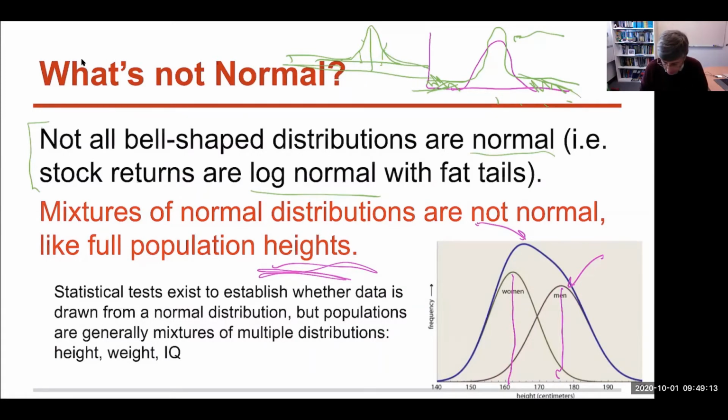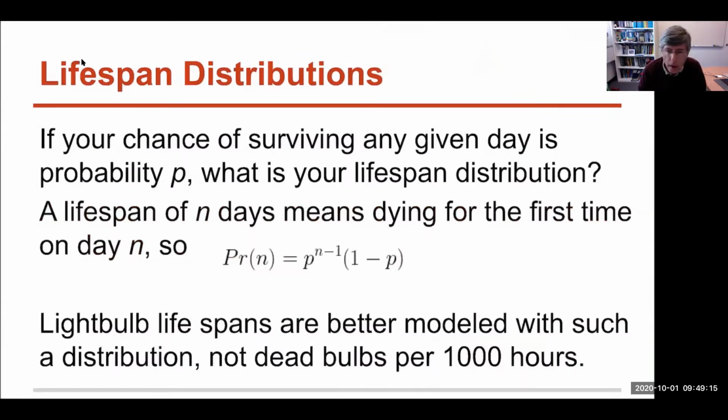But I'd like to now continue on. Today I'd like to talk about two other classes of statistical distributions that are kind of important, and to be aware of. The first is a distribution that is good at modeling lifespans of things.